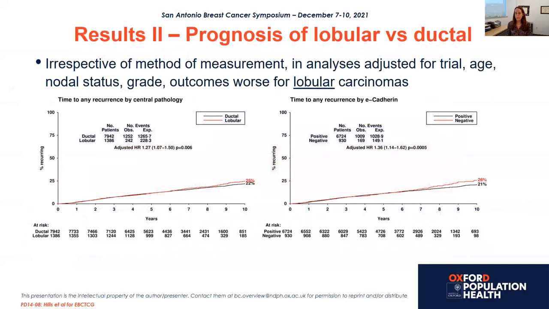This figure shows time to any recurrence by central pathology and E-cadherin status in an analysis stratified for trial, age, nodal status, and grade. As you can see, outcome was worse for those with lobular cancers, either defined by central pathology and or by E-cadherin negativity.